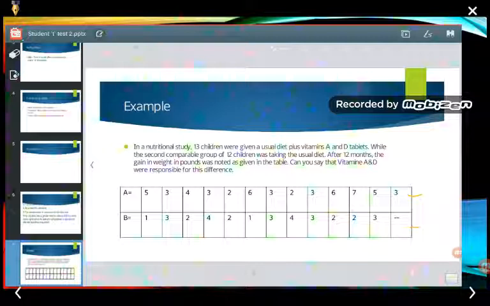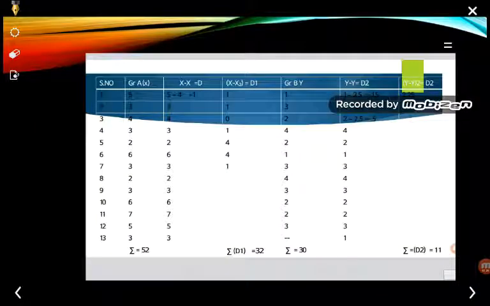In order to calculate, till here we have reached yesterday: we found the summation of group A and group B. The summation of group B is 30 and the summation of group A is 52. Why do we need the summation? Because we have to find the mean. So the mean is 4.